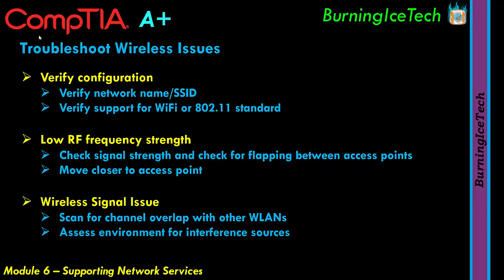And assess the environment for potential interference sources. There are lots of devices out there that actually broadcast on the same frequency. So the average wireless network is 802.11g, and 802.11g runs at a frequency of 2.4 gigahertz. That is actually one of the most common frequencies out there. A lot of wireless devices broadcast on that exact same frequency.